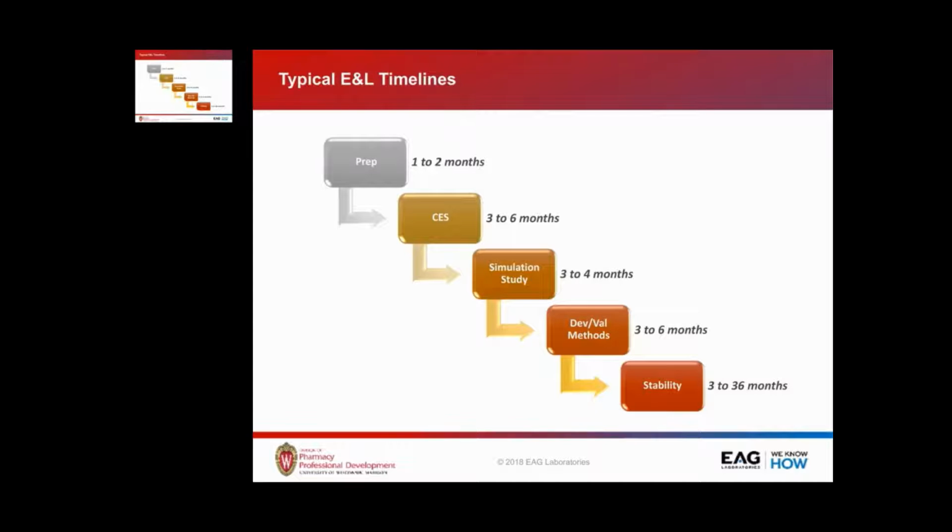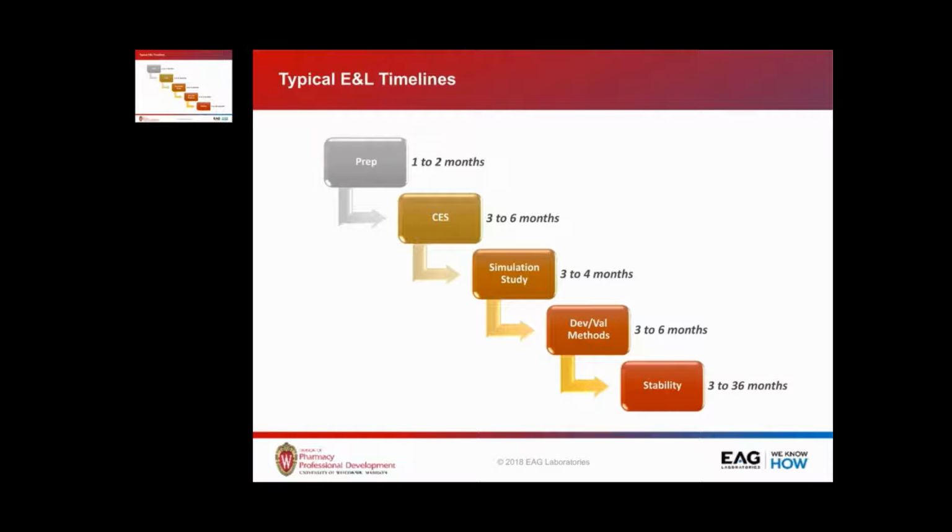So this gives ranges. Of course, 1 to 2 months is the amount of time to gather information and do the evaluation. Performing the controlled extraction studies can take 3 to 6 months, depending upon the number of container closure systems that you have to evaluate and how complex the systems can end up being.